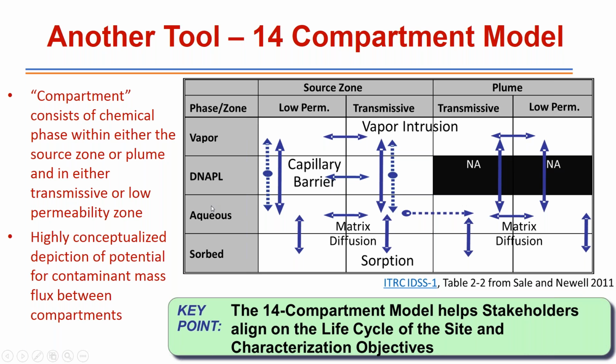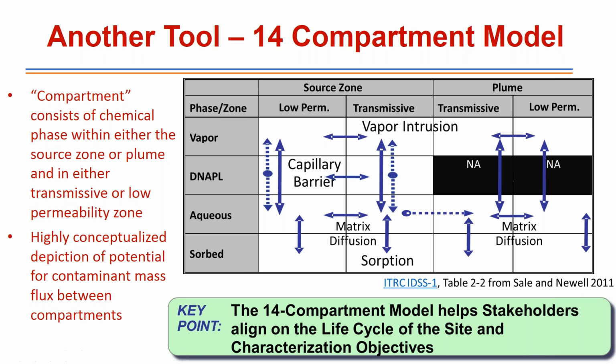So the 14 compartments, we're generalizing here by saying in both the source zone and the plume, there's a low permeability zone and a transmissive zone. Obviously, there could be multiple lithologies that are low permeability and transmissive, but we're kind of grouping those together here for sake of simplicity. And then with each one of those zones, which are the columns here, you have different phases, and those are the rows. So you could have a vapor phase, a DNAPL phase, aqueous phase, and sorbed phase. And by definition, we don't have DNAPL in the plume, so that's why it's called the 14 compartment model instead of 16, because these two are kind of blacked out.